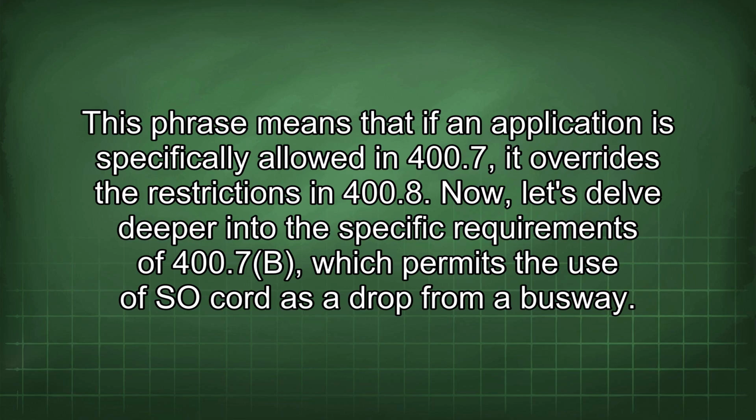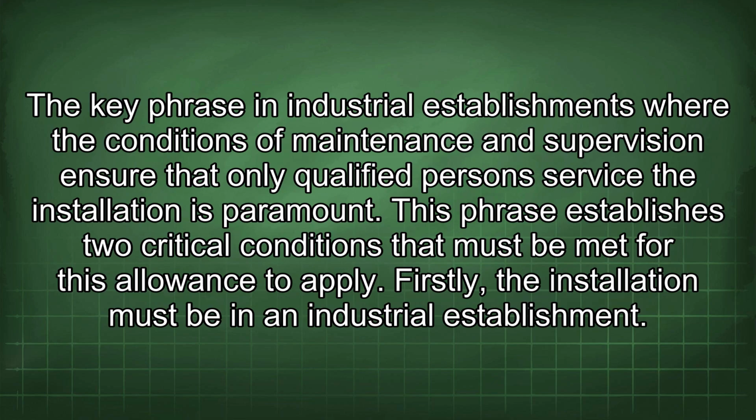Now let's delve deeper into the specific requirements of 400.7(B), which permits the use of SO cord as a drop from a busway. The key phrase, "in industrial establishments where the conditions of maintenance and supervision ensure that only qualified persons service the installation," is paramount. This phrase establishes two critical conditions that must be met for this allowance to apply. Firstly, the installation must be in an industrial establishment.